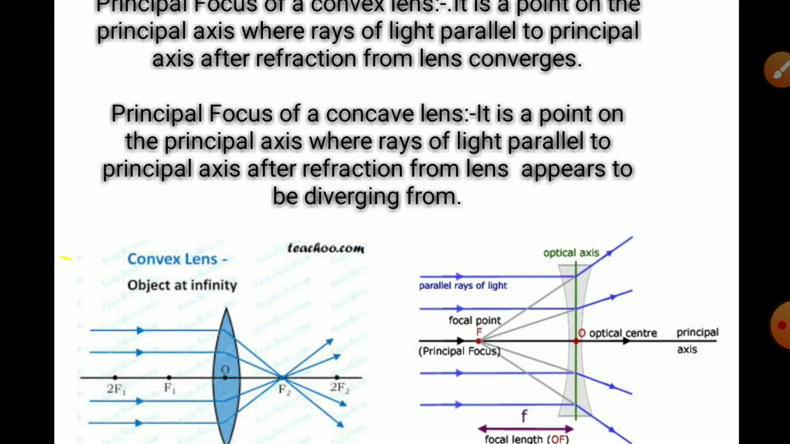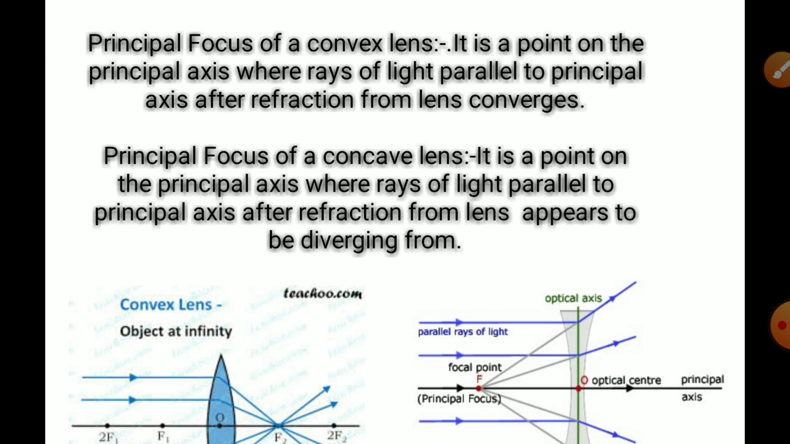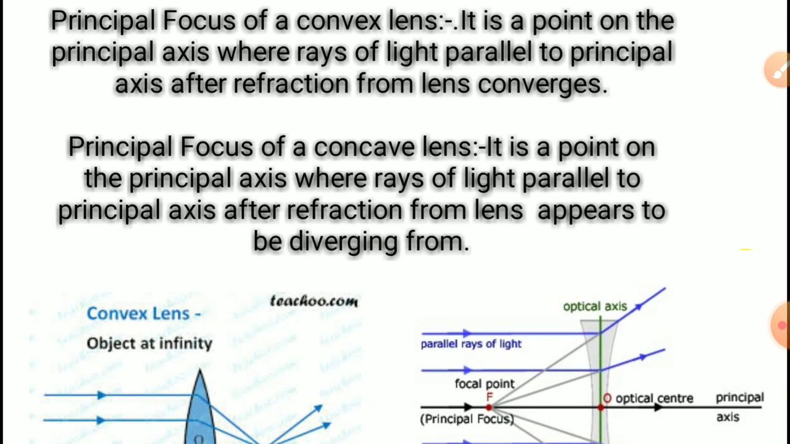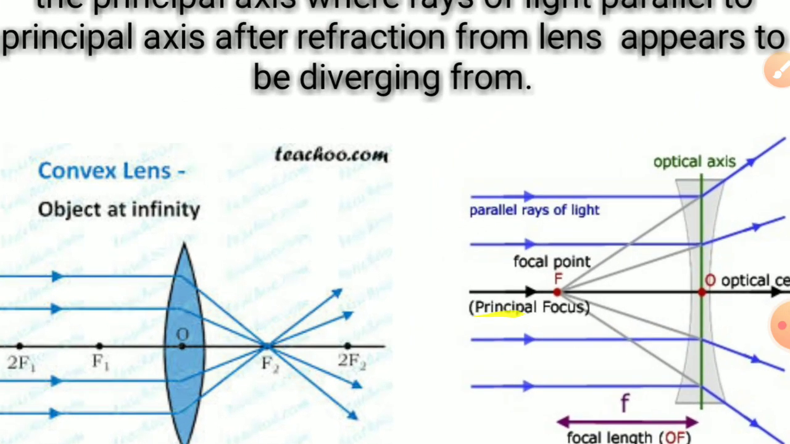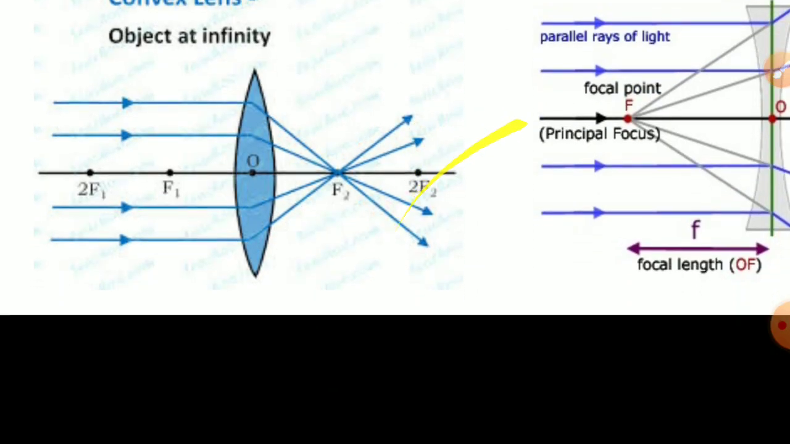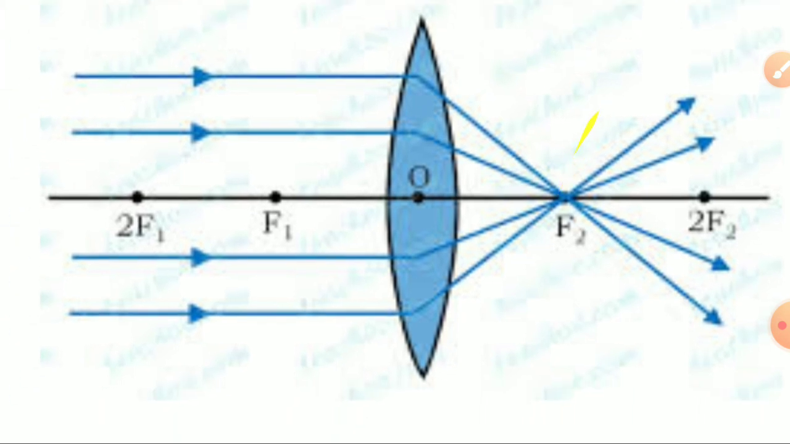Next is the principal focus of a convex lens. Before going through the definition, let us see the diagram and try to understand the definition through the diagram.